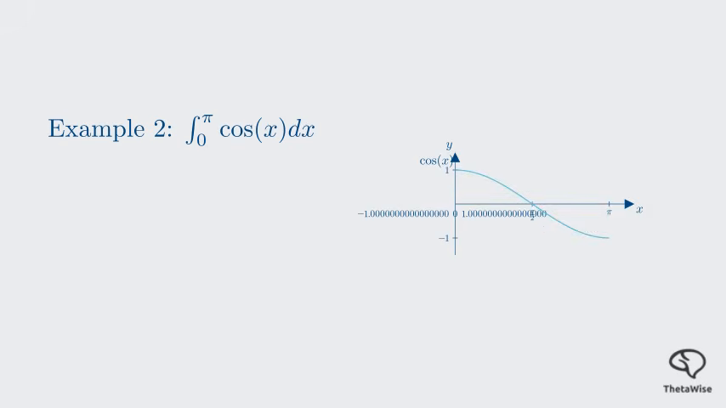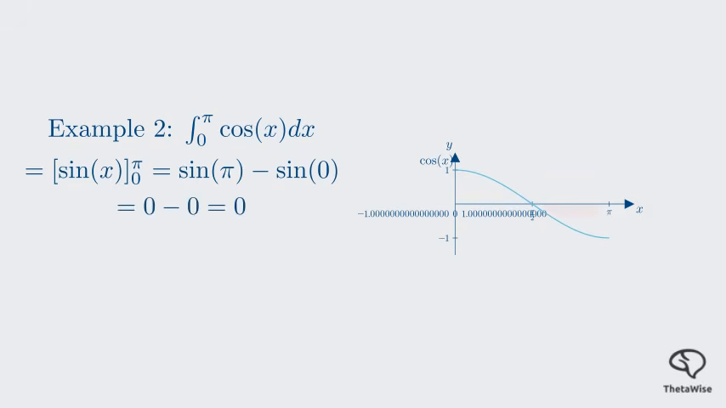First step, find the antiderivative of cosine x, which is sine x. Now we evaluate sine x from 0 to pi. That's sine of pi minus sine of 0. Sin of pi is 0, and sin of 0 is 0. So the integral is 0.